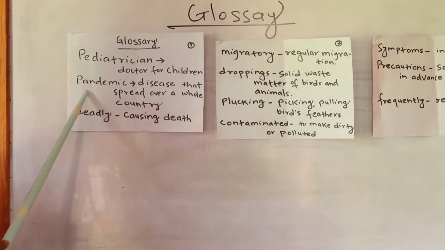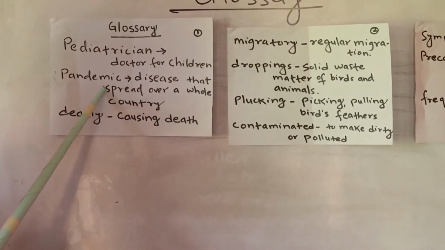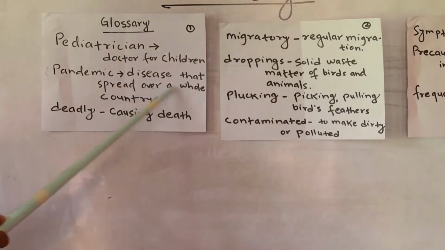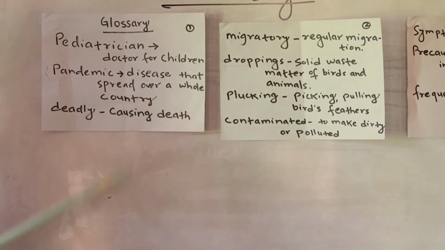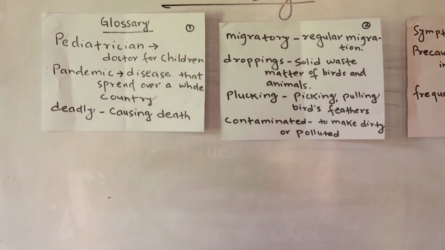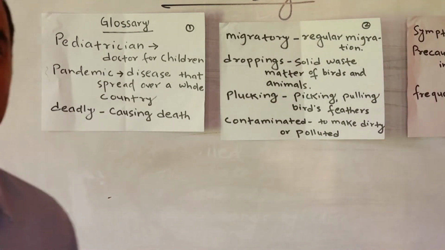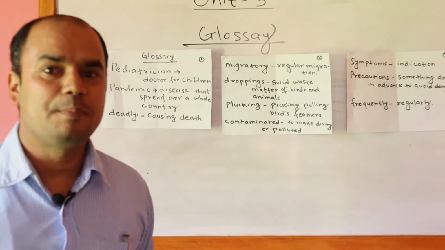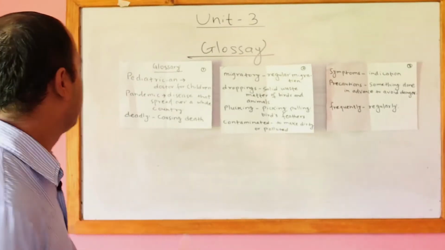Then another word is pandemic. Pandemic means disease that spreads over a whole country, just like coronavirus. In Nepali, it is called Mahamari.